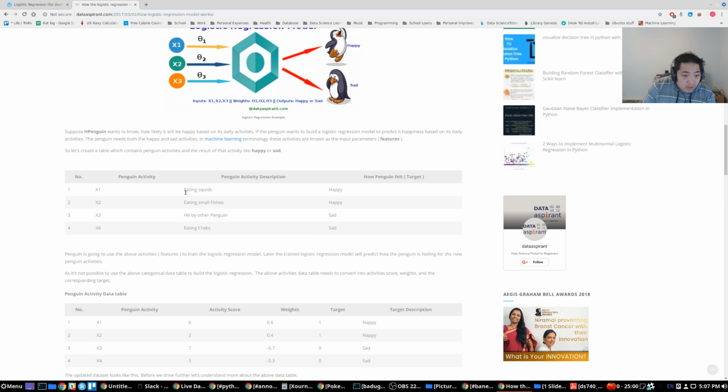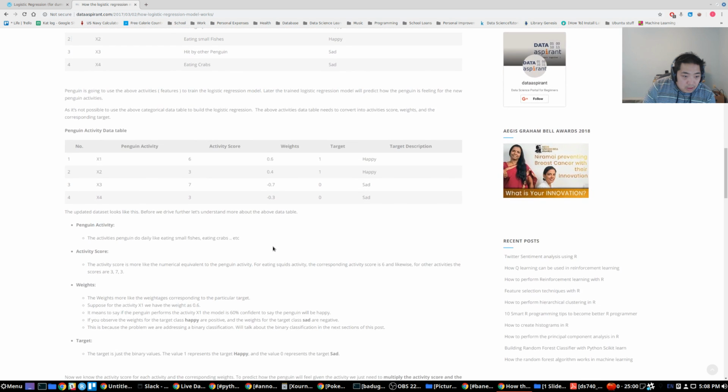Okay, so we have a penguin activity description, and this is probably the dependent variable, whether it's happy or sad. Yeah, I get it. It has all these activity scores and weights.